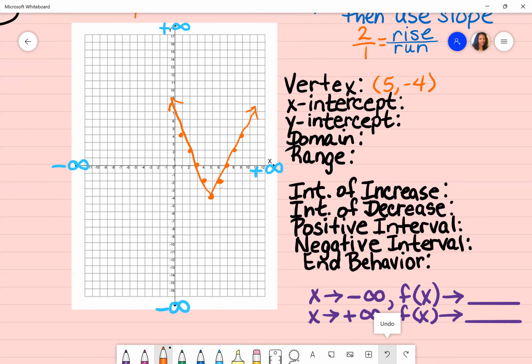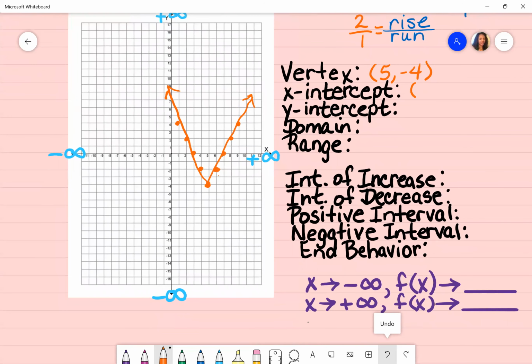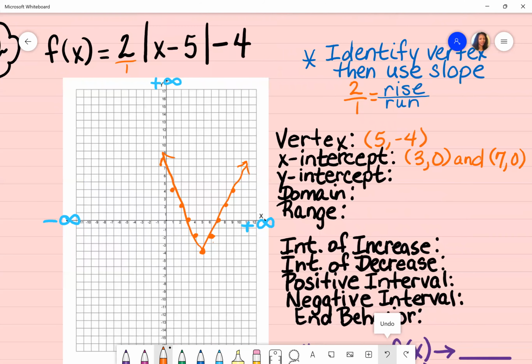Okay, so now what I want to do is answer my questions with my x-intercept. I can see that it's clearly at 3 and 0. And it's also at 7 and 0. But again, if you wanted to verify this, which there is nothing wrong with verifying, just go to your calculator.